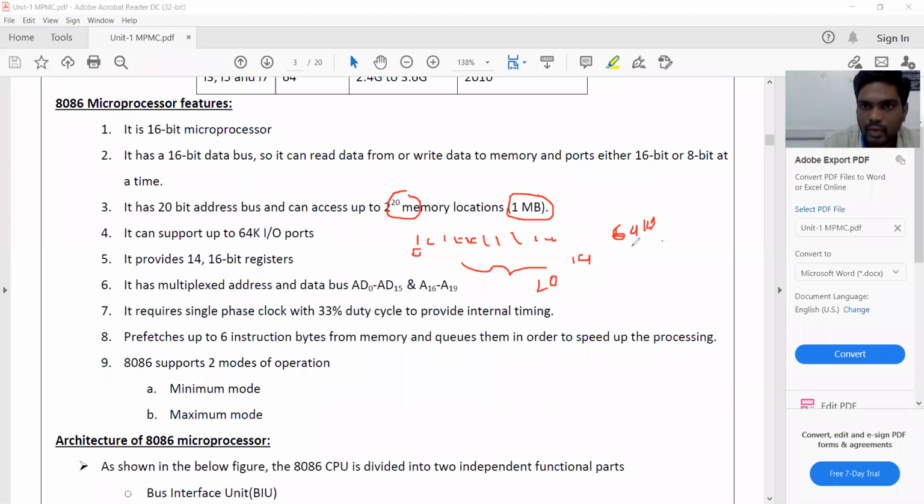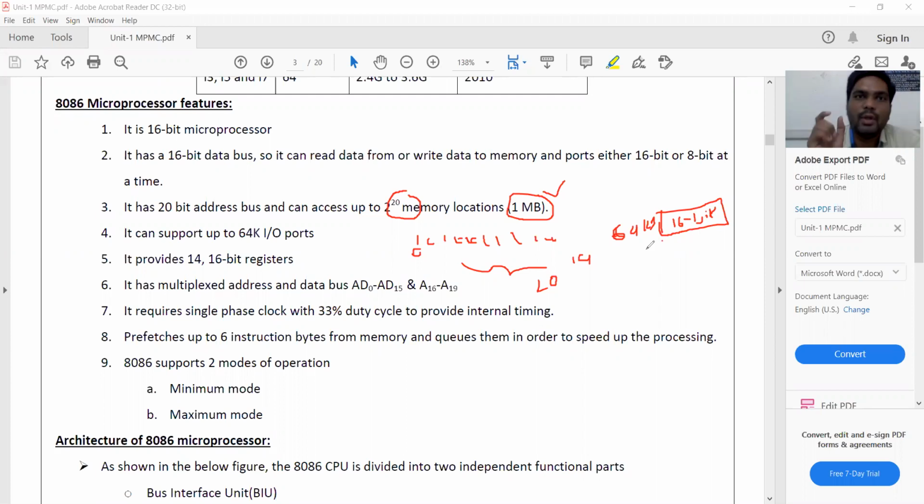Suppose with these bits, you identified the 64 KB memory location. This is the 64 KB memory location out of 1 MB. This 64 KB memory location can handle data of size maximum 16 bits only. That means it can handle only 16-bit data. Hope my point is clear.